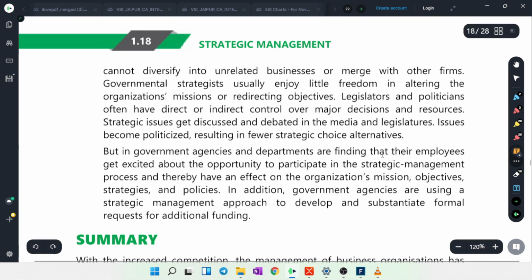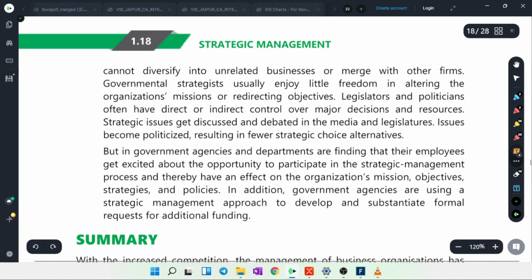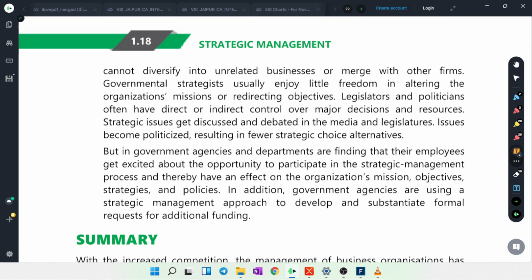But government agencies and departments are finding that their employees get excited about the opportunity to participate in the strategic management process and thereby have an effect on the organization's mission, objectives, strategy, and policies. In addition, government agencies are using a strategic management approach to develop and substantiate formal requests for additional funding.